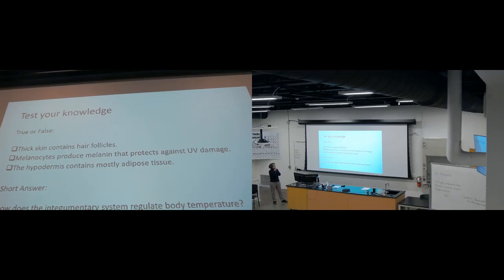Next, melanocytes produce melanin that protects against UV damage. True or false? Yes. Melanin is a protector for UV damage. Next question, the hypodermis contains mostly adipose tissue. True. Sure answer. How does the integumentary system regulate body temperature? Sweat and what else? Blood flow. Okay, very good.